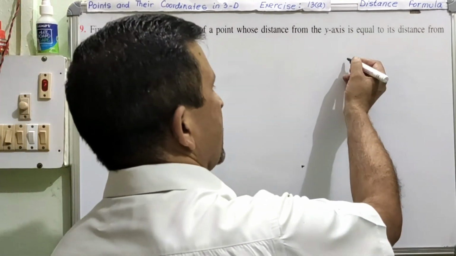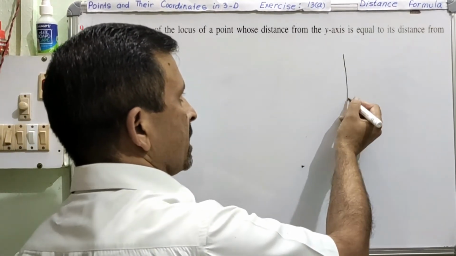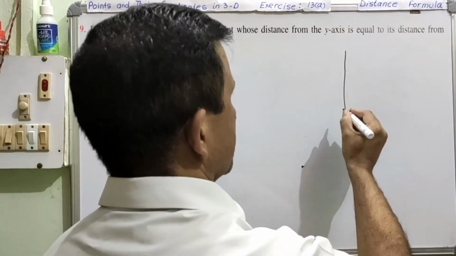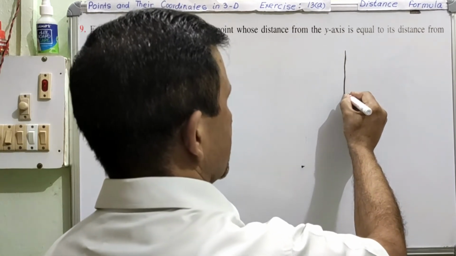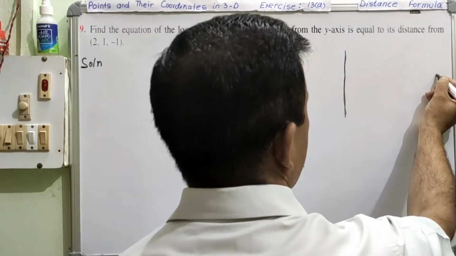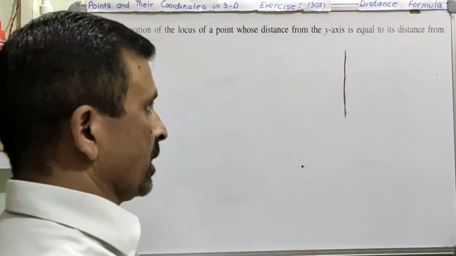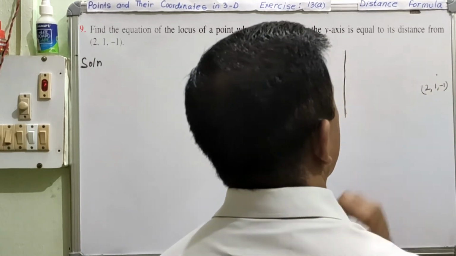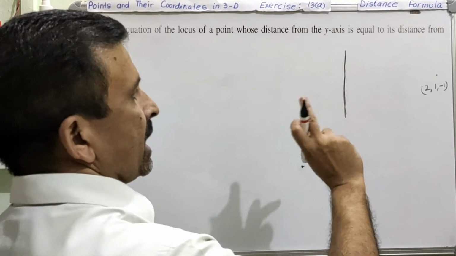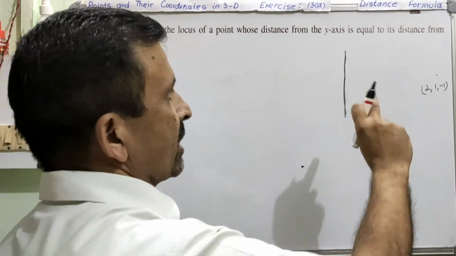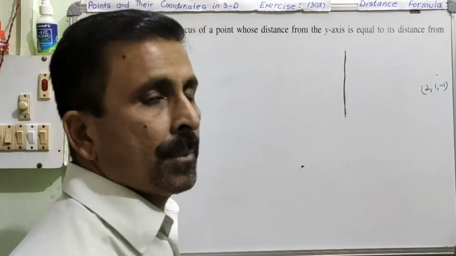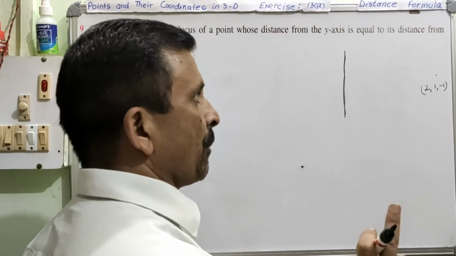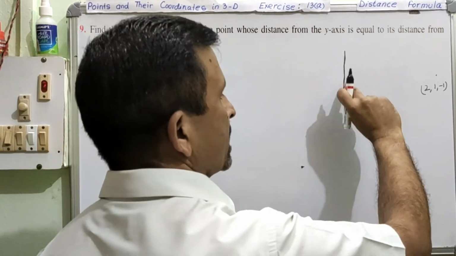So let us say that this is your y-axis. Suppose this is the y-axis, isn't it? And then there is one point whose coordinates are given, 2, 1 and -1. So this is any one point, right? And the question says that there is a point which is at equal distance from the y-axis and from this point. You have to find the locus of a point which is at equal distance from this and then this.